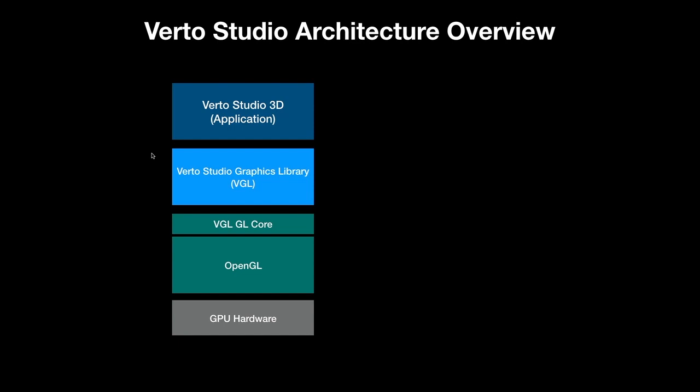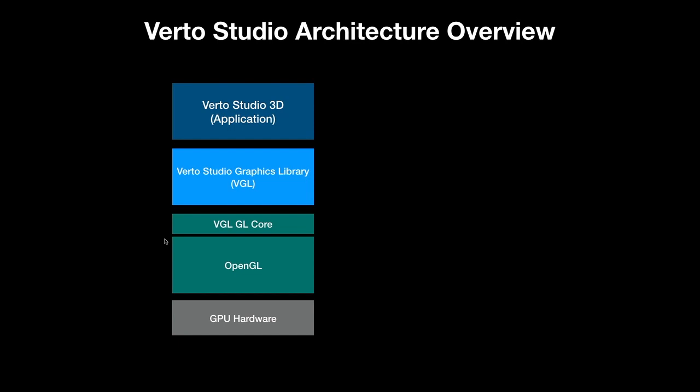Essentially what happened when I developed Verto Studio was I found myself developing a graphics library, or a graphics engine, called VGL. And VGL in the beginning was initially developed to only touch OpenGL. In other words, the only implementation of VGL was OpenGL.